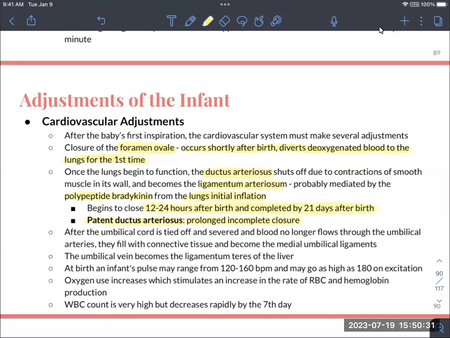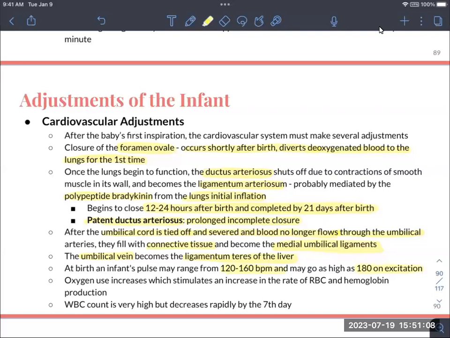So after the umbilical cord is tied off, cut off, blood no longer flows through these different umbilical arteries anymore. They start to fill with connective tissue. They become the medial umbilical ligaments. The umbilical vein becomes the ligamentum teres of the liver. An infant's pulse rate can be anywhere from 120 to 160 beats per minute, as high as 180 when they're excited.